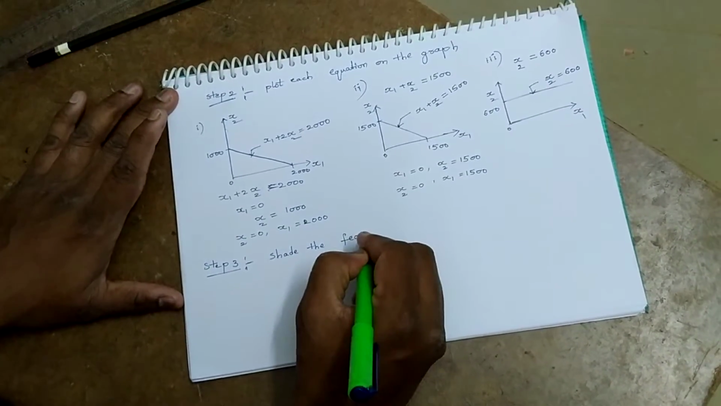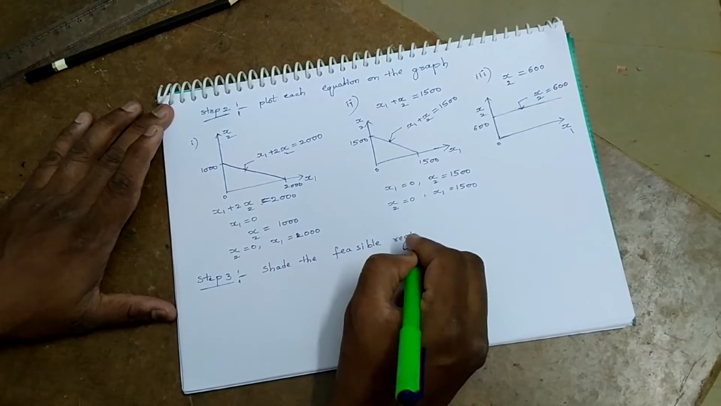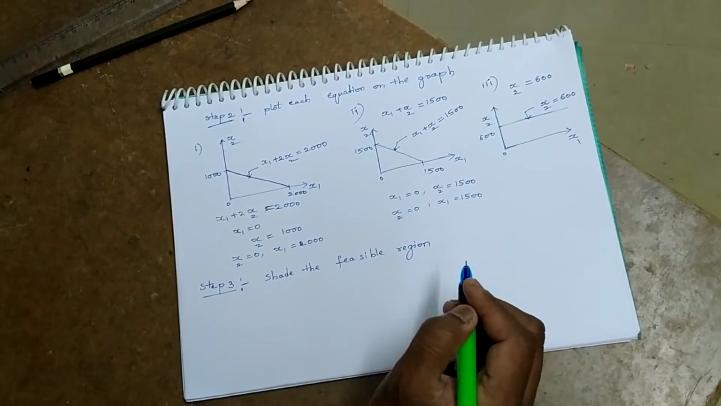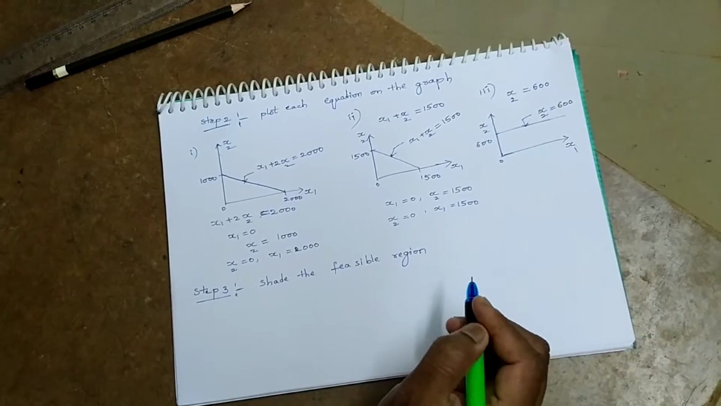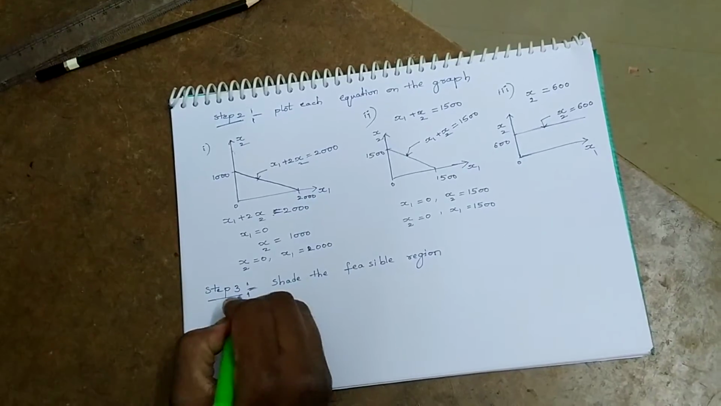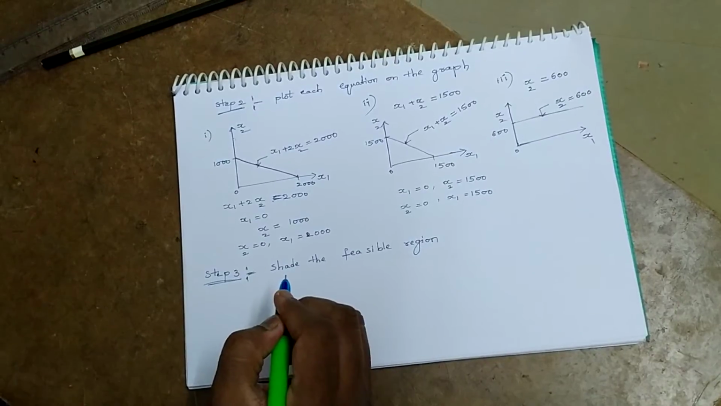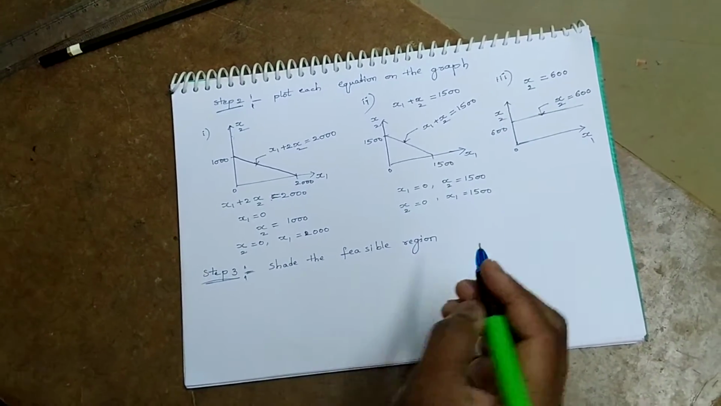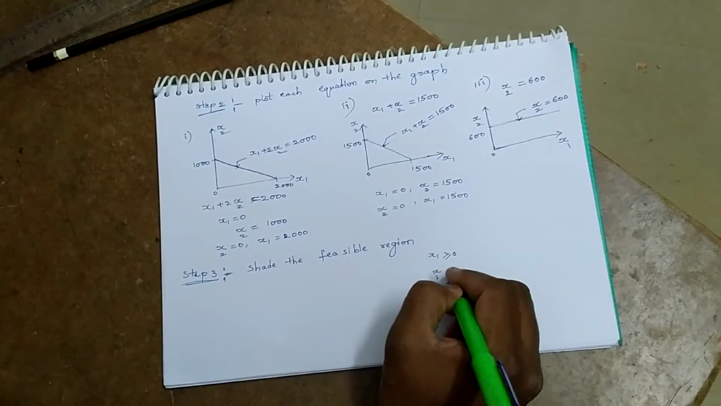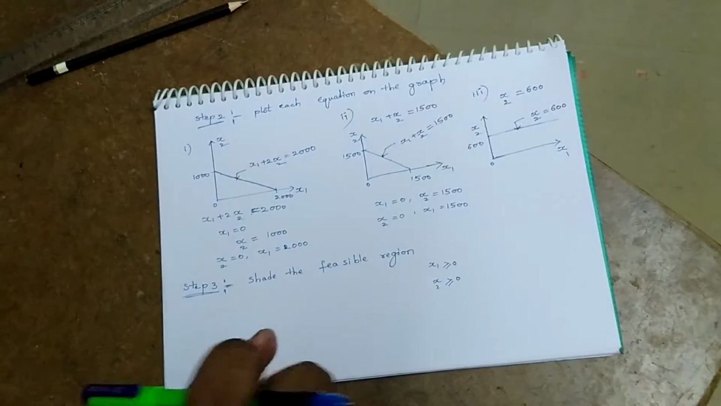I told you just before what a feasible region is. The set of values of decision variables which satisfy all the constraints, as well as the non-negativity constraints, is known as the feasible region. So what are the non-negativity constraints? X1 is greater than or equal to 0 and X2 is greater than or equal to 0. If X1 and X2 are greater than or equal to 0, it means the region should lie in the first quadrant.